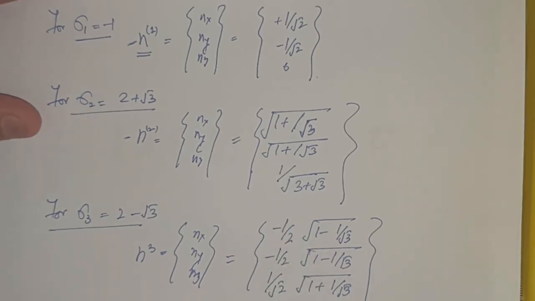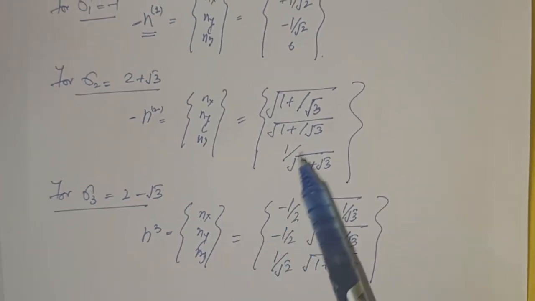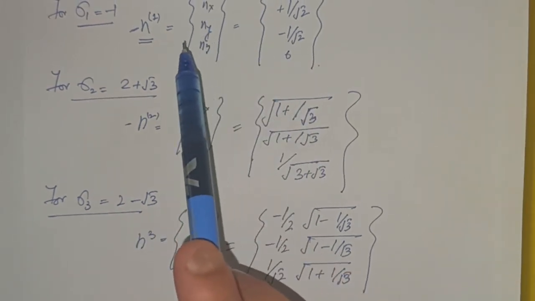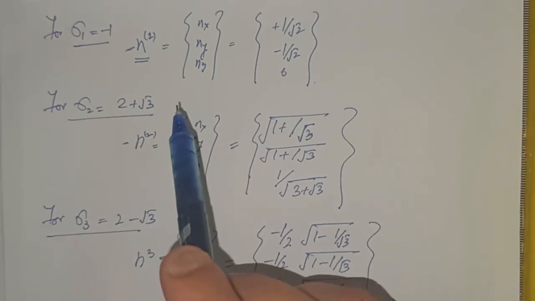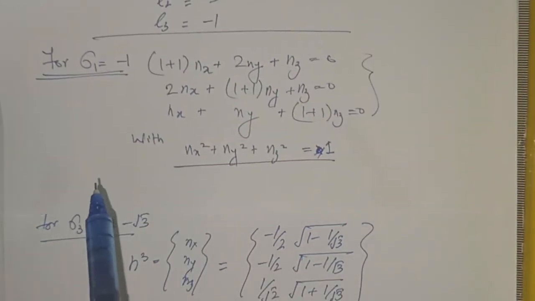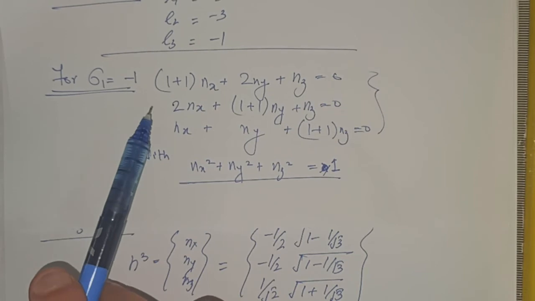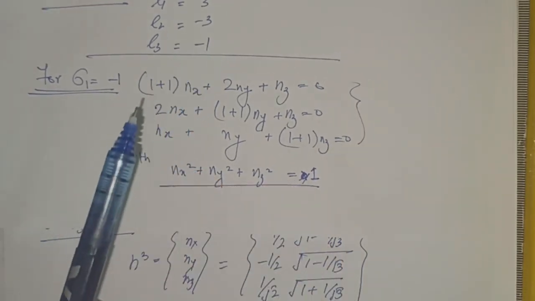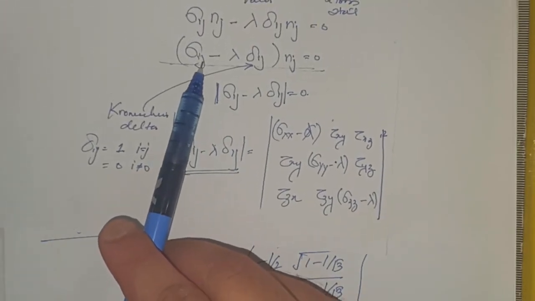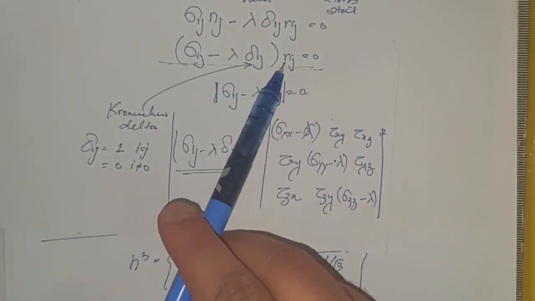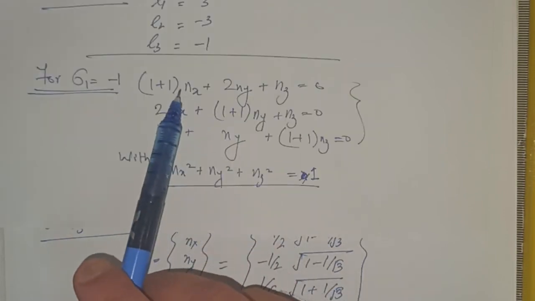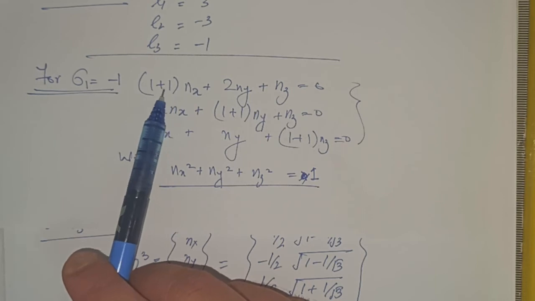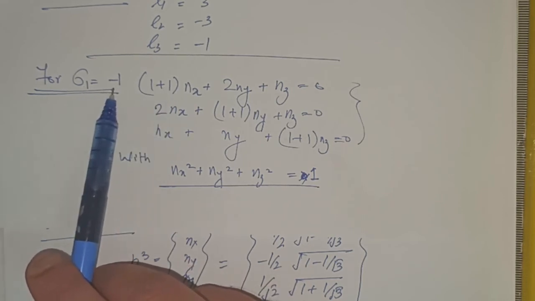I hope that you are able to understand how these eigenvectors are calculated. Let me just review it for you. In the case of sigma 1, we utilized the equation that we already have, sigma ij minus lambda delta ij nj equals 0. This equation we have utilized here. So this is sigma xx plus lambda, where lambda was sigma 1, that is minus 1, used here.